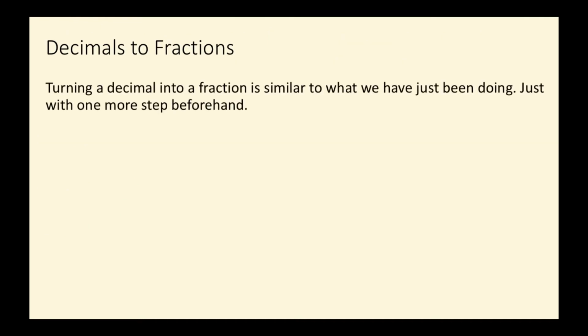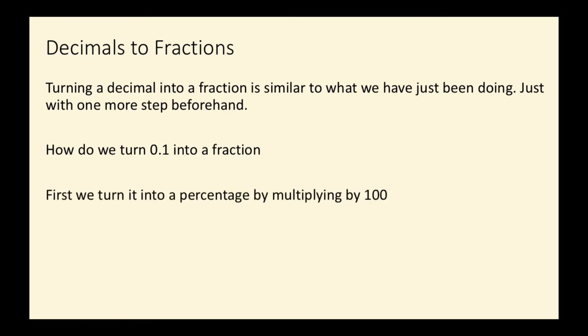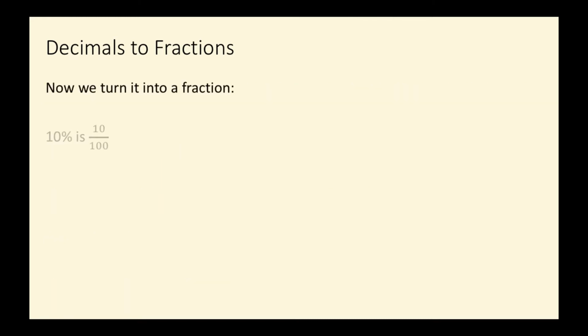Let's move on then to doing decimals to fractions. Now, turning a decimal into a fraction is similar to what we've just been doing, just with one more step beforehand, and that's turning it into the percentage first. So you have a decimal, 0.1, and can you remember we just multiply those by 100 to turn it into a percentage? So we multiply it by 100, gives us 10%, and then 10% means 10 out of 100. Okay, so 10 out of 100, and then we just divide to simplify. So we can divide by 10, giving us 1 over 10.